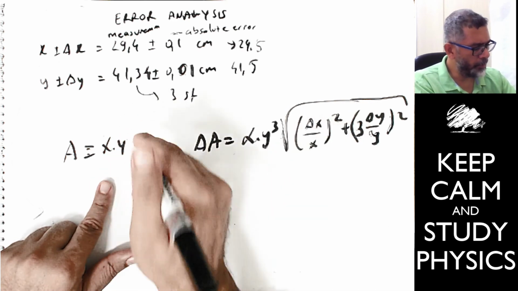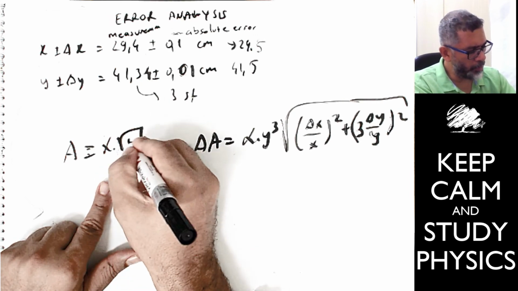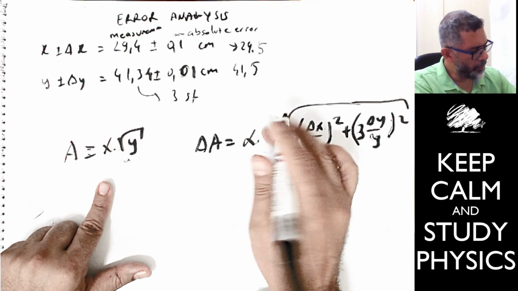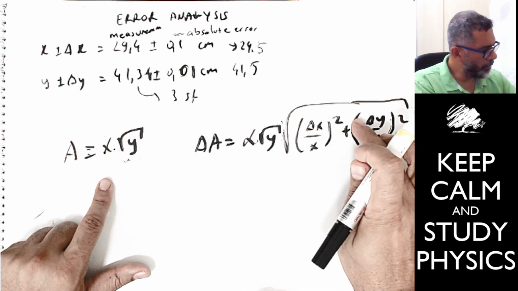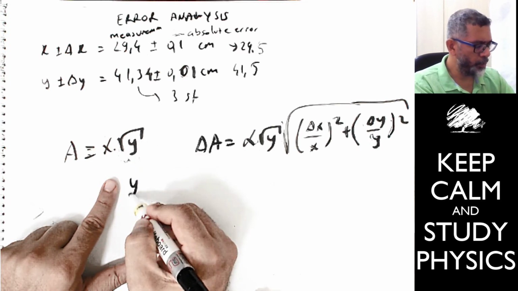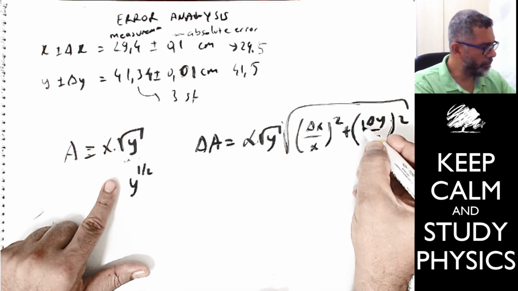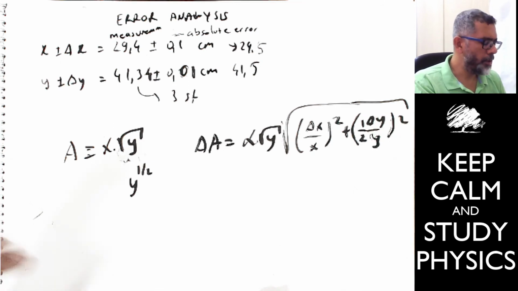If this is, for example, 1 over 2, or let's say x multiplied by square root y, you modify a to x times square root y. And what about over here? Well, since square root y means y to the power 1/2, you just multiply this by 1 over 2. Okay? This is how we do it.